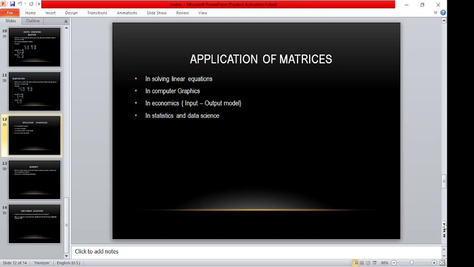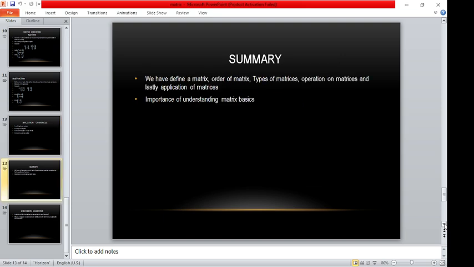Going to the application of matrices. Matrices are applied in real life situations, for example, in solving linear equations, in computer graphics, in economics, in the input and output model, in statistics and data science. So in summary, we have defined what a matrix is, the order of a matrix, types of matrices, operations on matrices, and lastly applications of matrices. We also discussed the importance of understanding matrix basics, where we have said that it's used in solving systems of linear equations and in statistics.